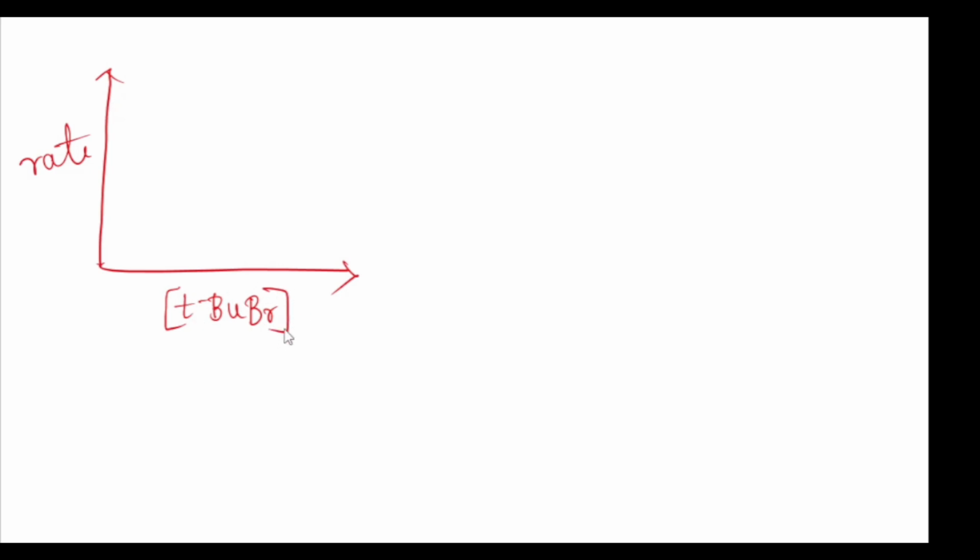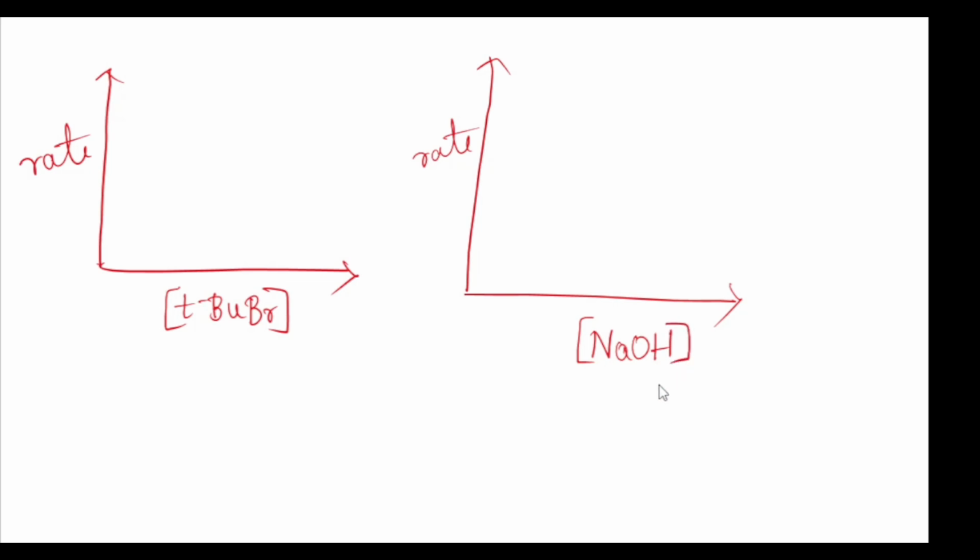That means when we draw a graph something like this, on the y-axis I am taking the rate of the reaction, and here I am taking tertiary butyl bromide. I can write it like this; the square bracket indicates the concentration. On the other side I will take the rate of the reaction again, and here I will write the concentration of NaOH, sodium hydroxide or water, anything, meaning one nucleophile, concentration of nucleophile.